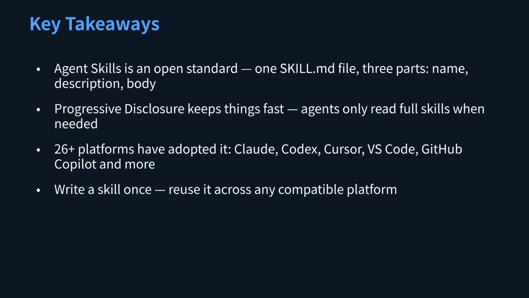Let's pull it all together. Agent Skills is an open standard built around a simple 3-part file: name, description, and body. Agents use progressive disclosure to keep things lightweight. Over 26 major platforms have adopted it. And because the standard is open, a skill you write once can be reused across any platform that supports it. Whether you're using Claude, Codex, Cursor, or something else, the skill works the same way.